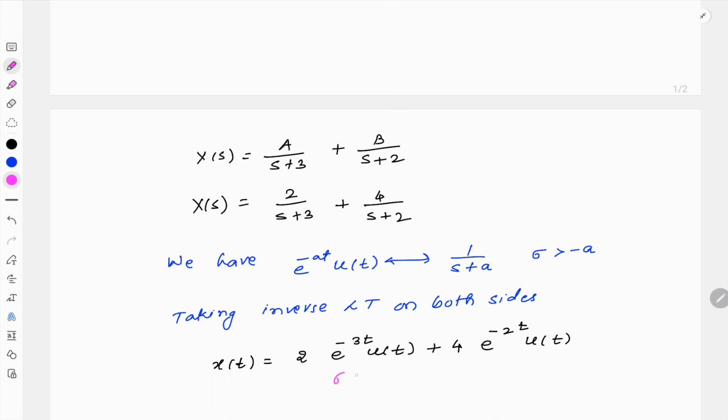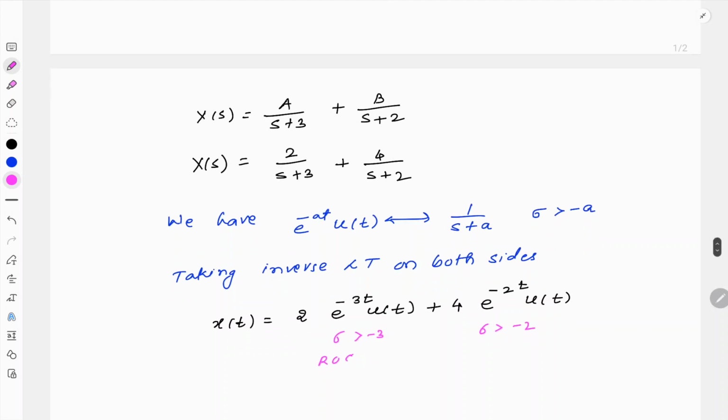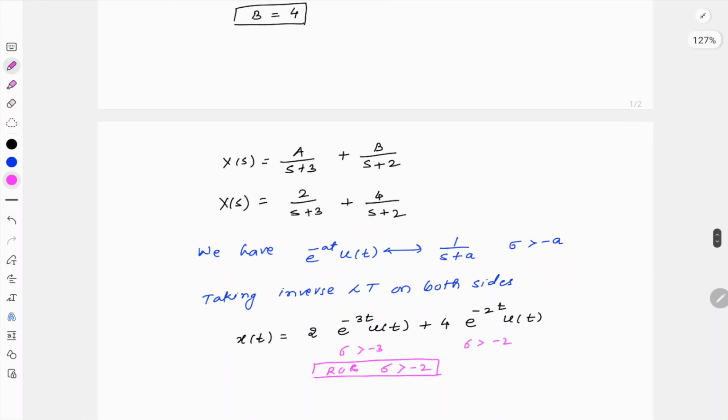for the first term it is sigma greater than minus 3 and for the second term it is sigma greater than minus 2. So our final ROC, which is the common region between these two, sigma greater than -3 and sigma greater than -2, will be sigma greater than -2. So this will complete our inverse Laplace transform.